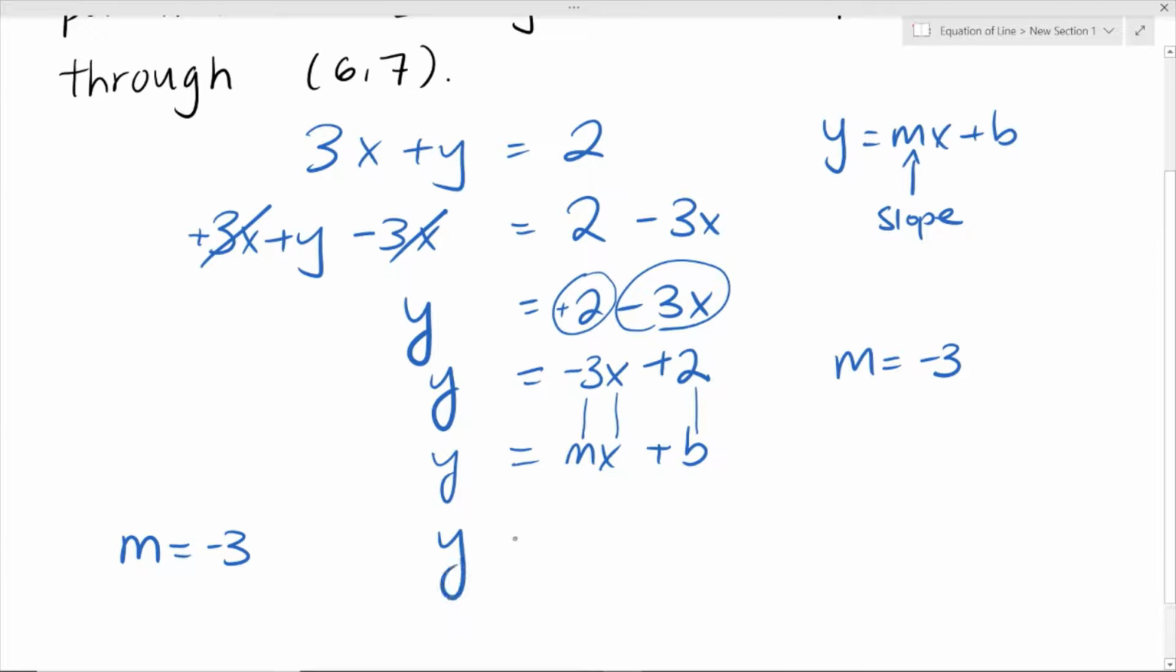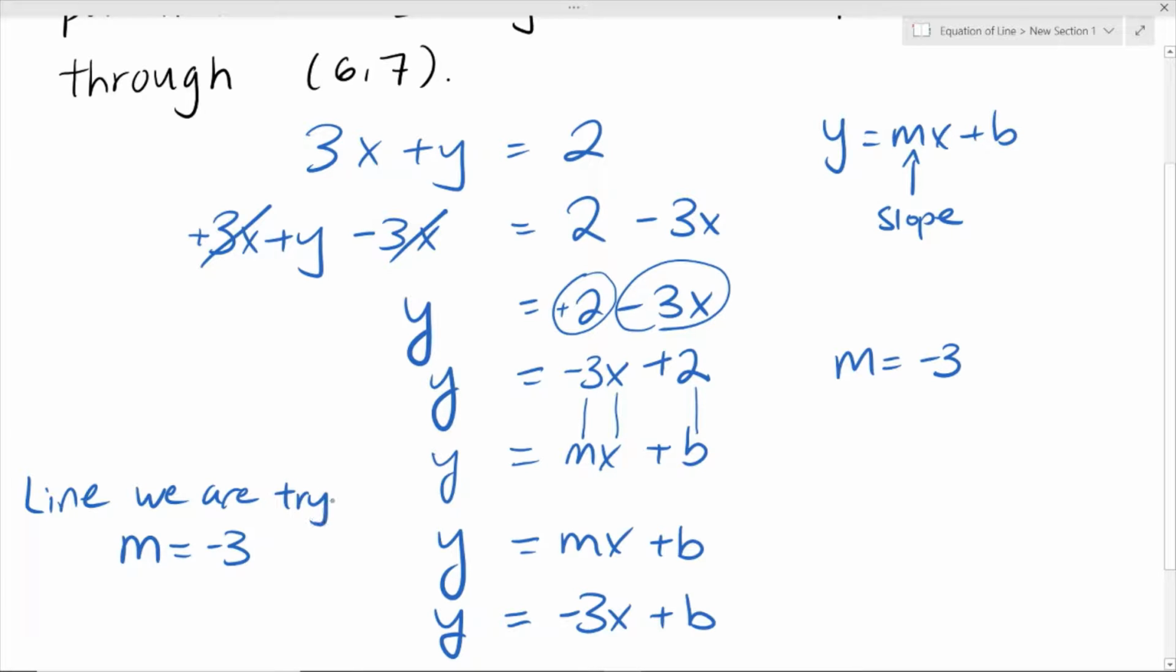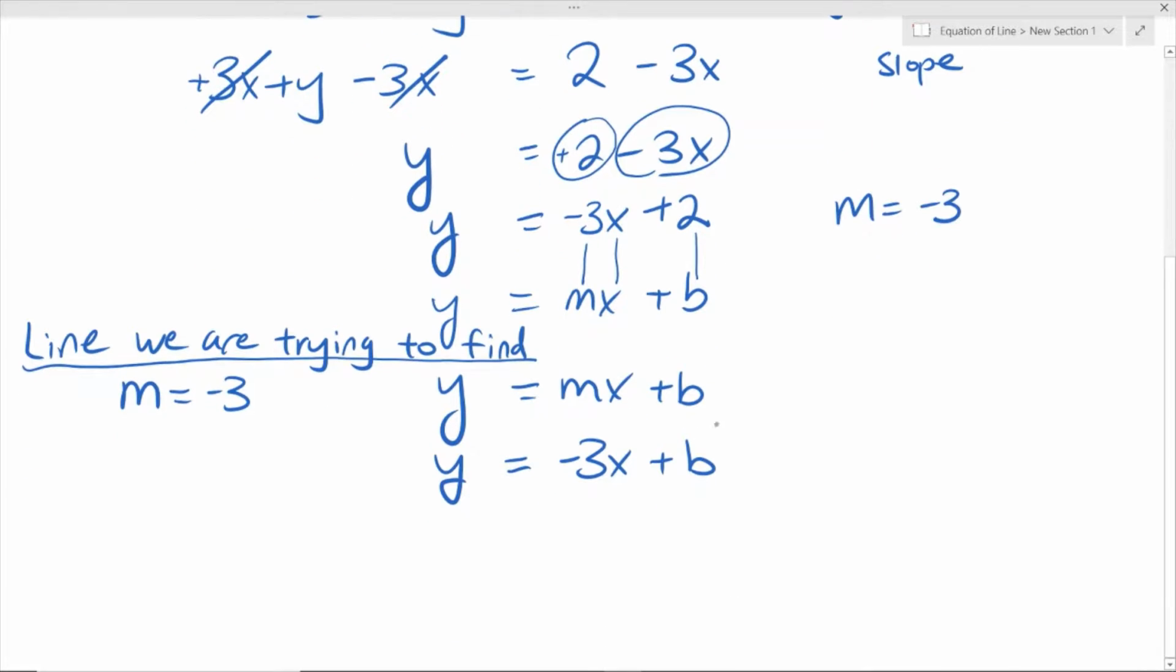So now carrying on, our line will have the form y equals mx plus b. That's the equation of a line. And we're going to plug in this -3 right here for m. This is the new line, the line we're trying to find, so I'm going to label it as the line we are trying to find. The slope m is going to be -3, so we plug that in.